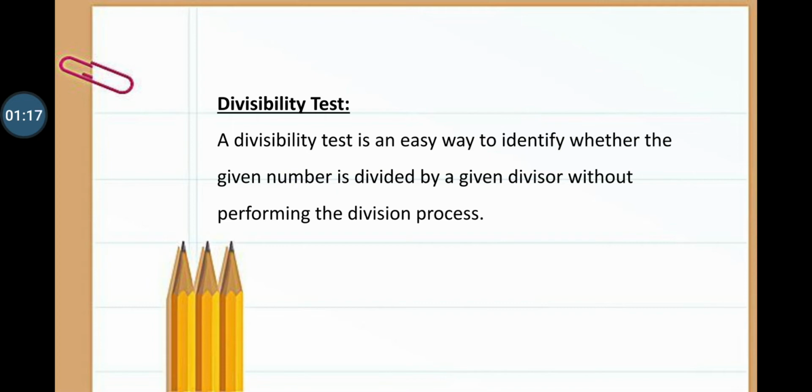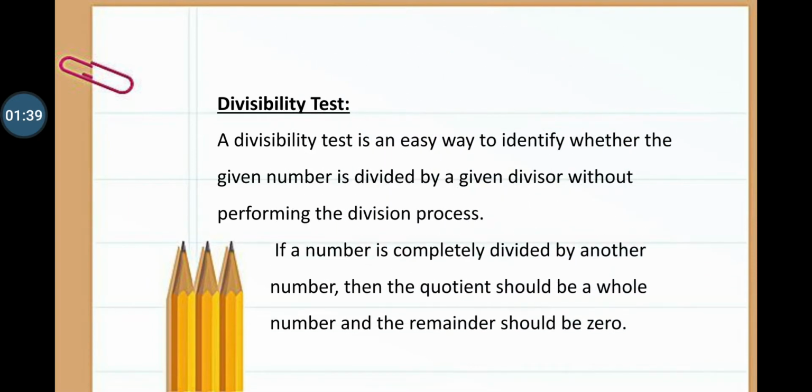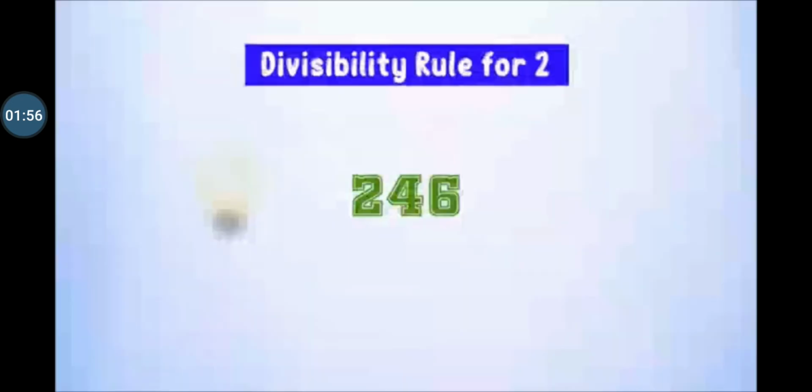I hope that you all know that the number that is going to be divided is called the dividend, and the number that divides the dividend is called the divisor. So if any number is checked for division without the division process, it means we are performing the divisibility test. Or if a number is completely divided by another number, then the quotient should be a whole number and the remainder should be 0. So let us learn about the divisibility rules.